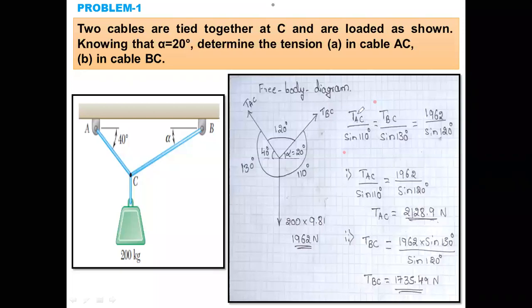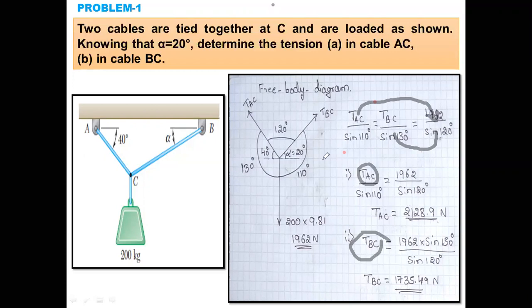First, you should equate any one unknown force with the known force, that is 1962 by sine 120, which is equal to TAC by sine 110 degree. So we can easily get the unknown value, that is TAC. After that, next you equate TBC by sine 130 degree with 1962 by sine of 120 degree. Then you will get TBC. So the TBC and TAC are the tension in string AC and tension in string BC. So this is how we can calculate the unknowns which are present in the strings.